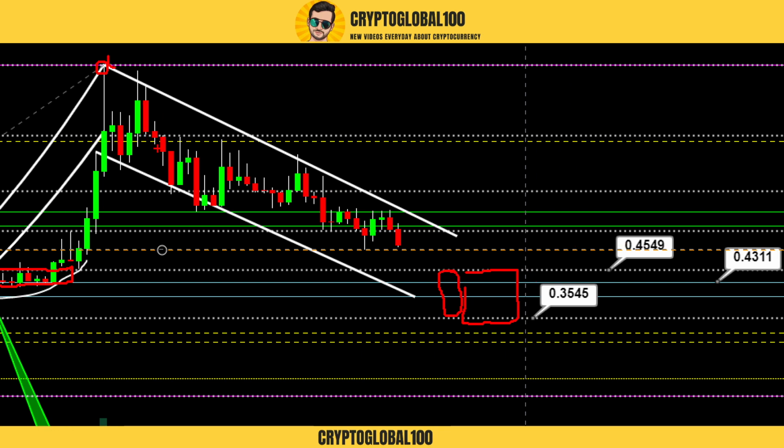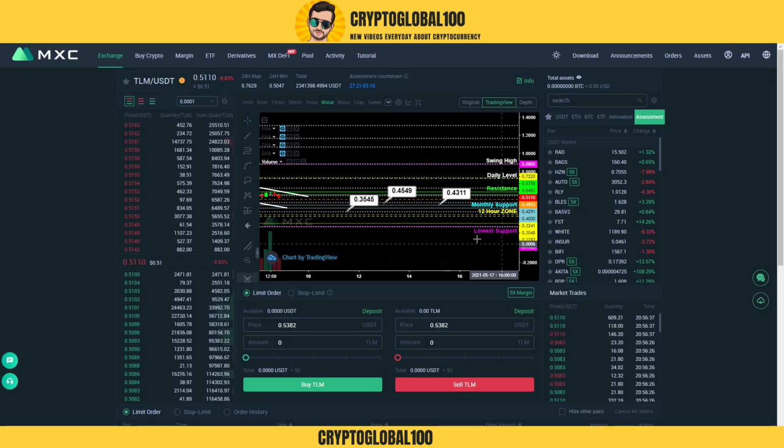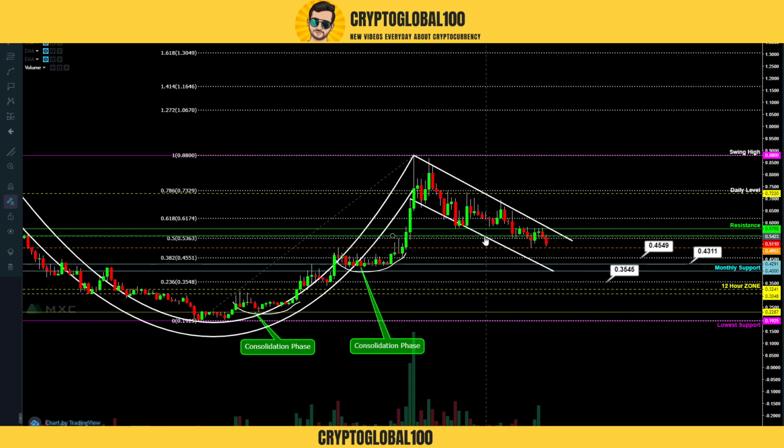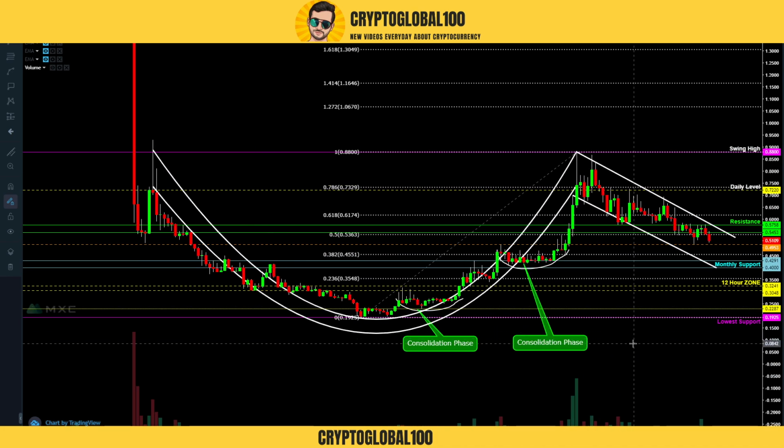Why? Because the price is moving in a downward direction. From there, with good volume, we can see a good breakout to the upside. Let me show you another level here.